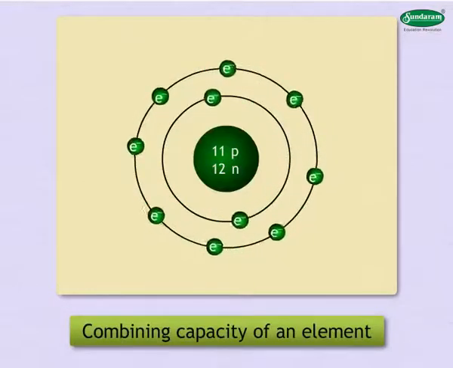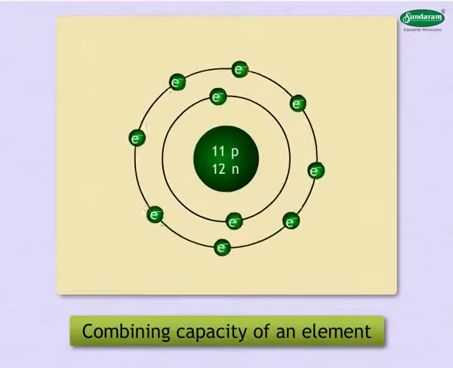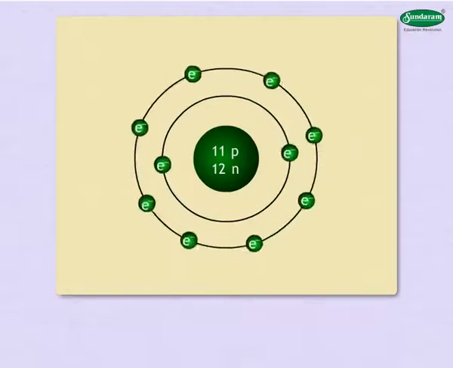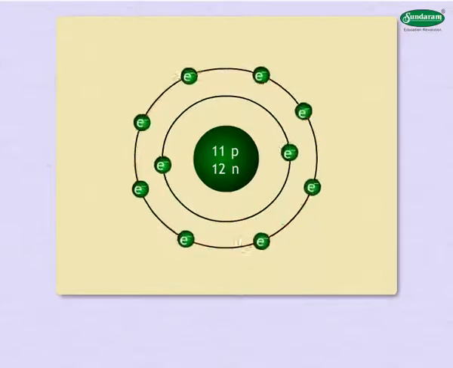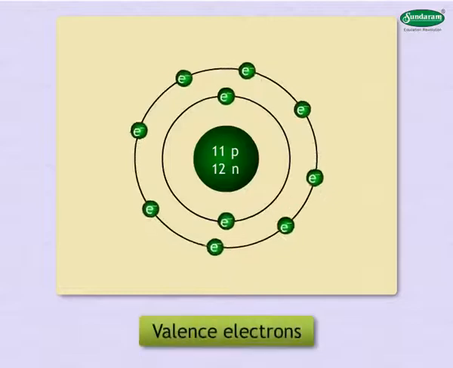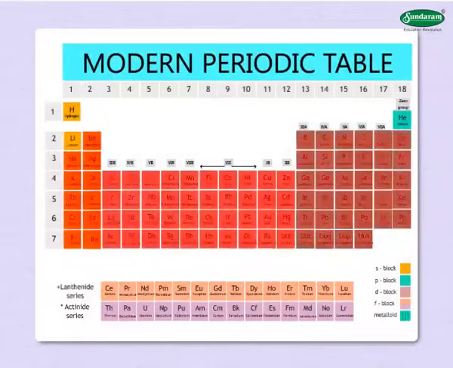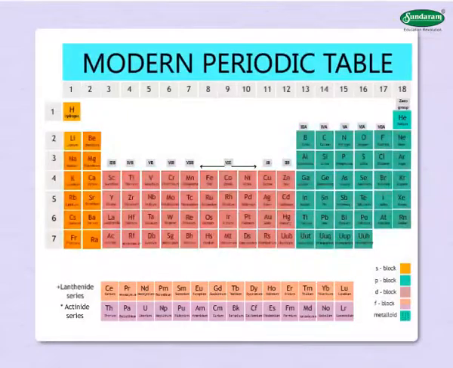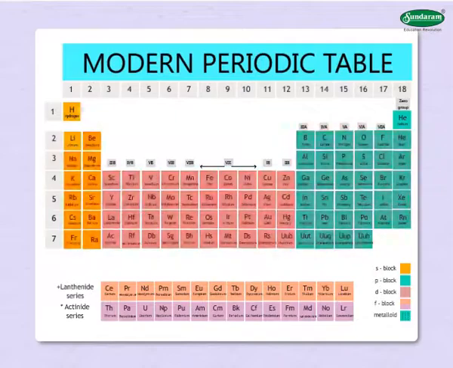To find out this combining capacity, you need to know how many electrons are there in the outermost orbit of an atom of an element. These are known as valence electrons. All elements after atomic number 3 tend to complete the octet of electrons in their outermost orbit, that is, a stable state when there are 8 electrons in their outermost orbit.